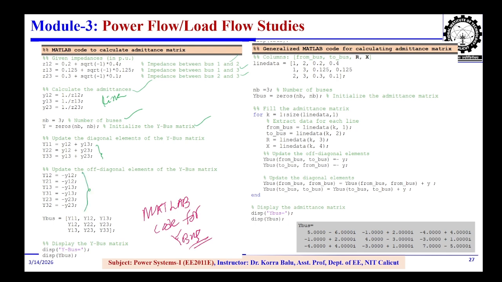Then calculate the off-diagonal elements, or we can say the transfer admittances, of bus 1 to bus 2, bus 1 to bus 3, bus 2 to bus 3. So this is simple by using the mathematical expressions, and this is the generalized formula with which we calculate the entire matrix, given in the form of a table, or we can say the from bus to bus, R value and X value. Then you will get this exact matrix by forming it in the MATLAB code.